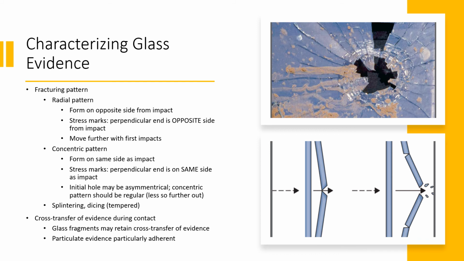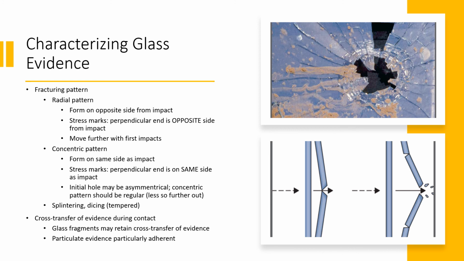This is something you can examine if you find a shard of glass, but you don't know exactly where it would fit into a puzzle of other shards of glass. The initial hole might be asymmetrical on concentric patterns, but they'll get more regular and more spread out the further away you go from the original impact. Regular glass will splinter, tempered glass will dice. Remember, automobile glass is at minimum all tempered, and some of it is going to be laminated as well.